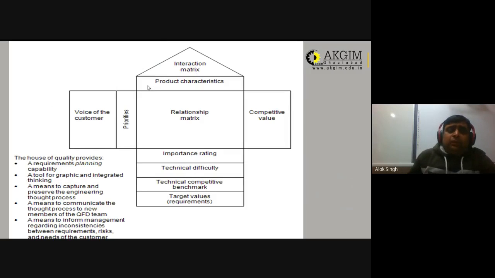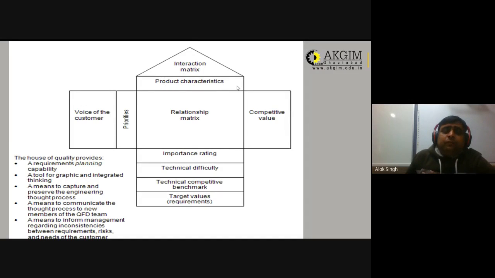Another domain that you need to consider is product characteristics, meaning what you will deliver. For example, to get better mileage, what will you deliver? Generally we will pick a product with lesser weight, so that it can give better mileage to customers. So you will consider product characteristics here.